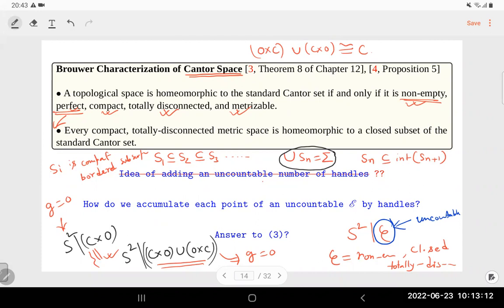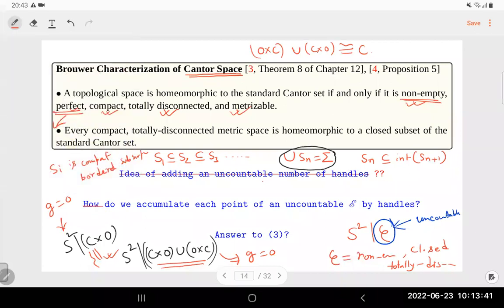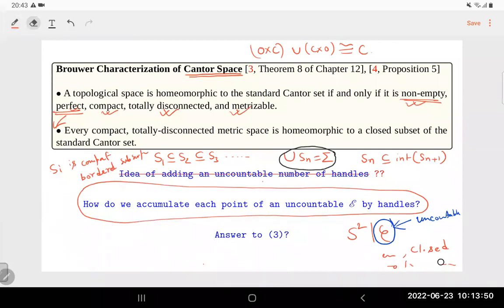So the next question one can ask is: if I delete the Cantor set, which is uncountable, and I want to accumulate each puncture point by handles, but we have at most countably many handles while the number of puncture points is uncountable, then how do I accumulate each puncture by handles? So I am considering this question. Let us erase it.